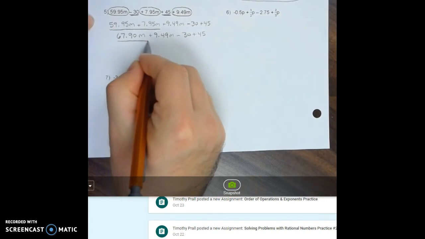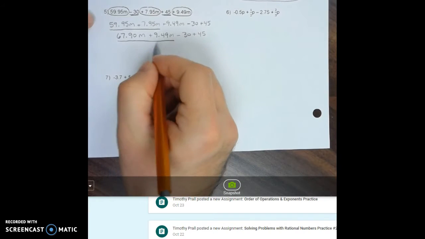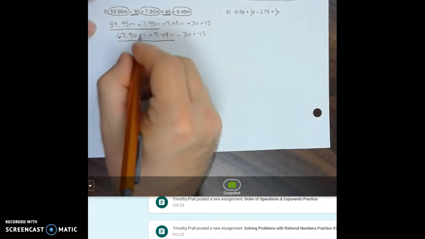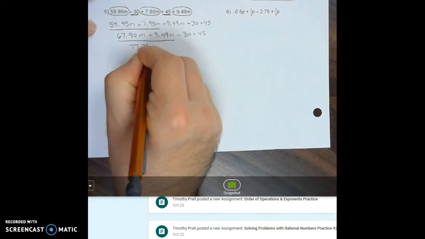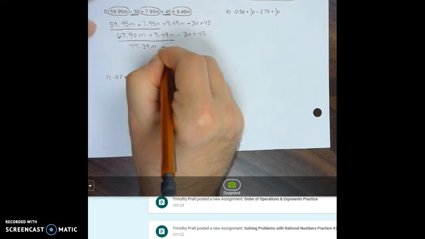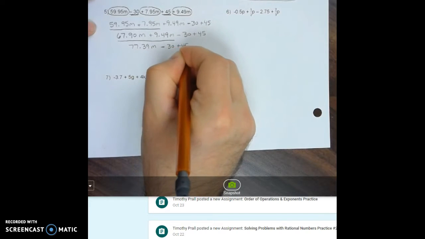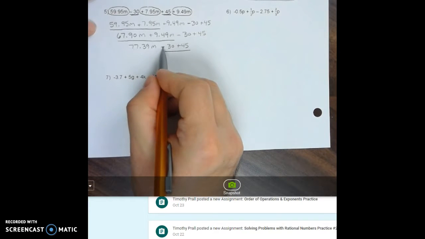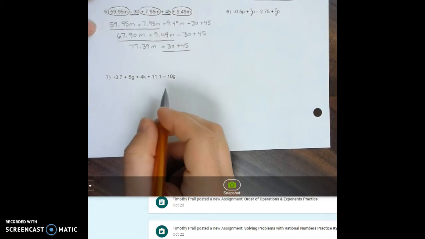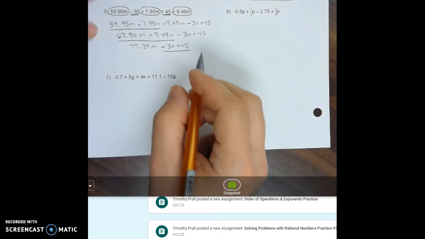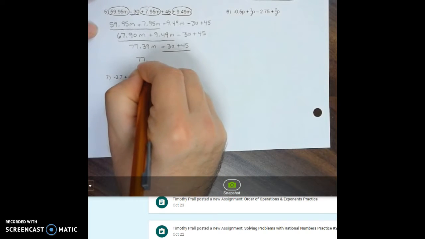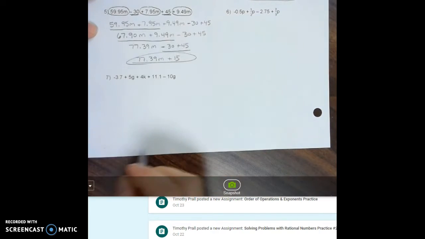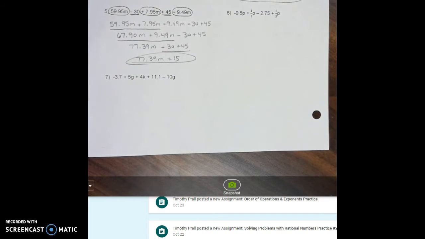Next, I'm going to combine 67 and 90/100ths m with 9 and 49/100ths m. Again, they're the same sign, so I'm going to add them together. And that's going to give me 77 and 39/100ths m. Bring down your constants, minus 30 plus 45. And the last thing we need to do is combine our constants. Now, these are different signs, negative 30 and positive 45, so I'll subtract. And that's going to give me a positive 15. So I'm going to have 77 and 39/100ths m plus 15 as my simplified expression.